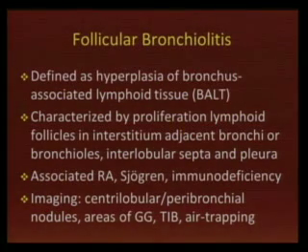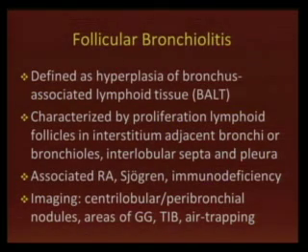Follicular bronchiolitis is another type of small airway disease. This is a hyperplasia of the bronchus-associated lymph tissue, and there is a deposit of these lymph follicles in the interstitium adjacent to the bronchi and bronchioles, and it is also seen in the interlobular septa and near the pleura. This is typically associated with rheumatoid arthritis or Sjögren, so you can make the diagnosis of follicular bronchiolitis because of the history of the patient.